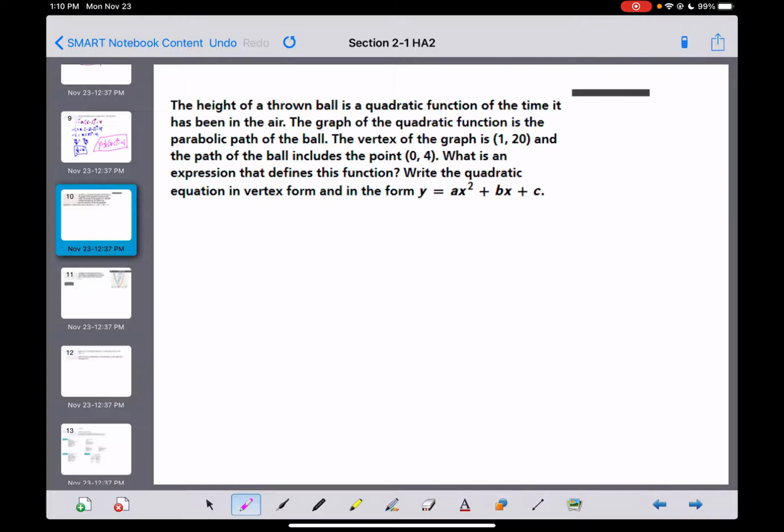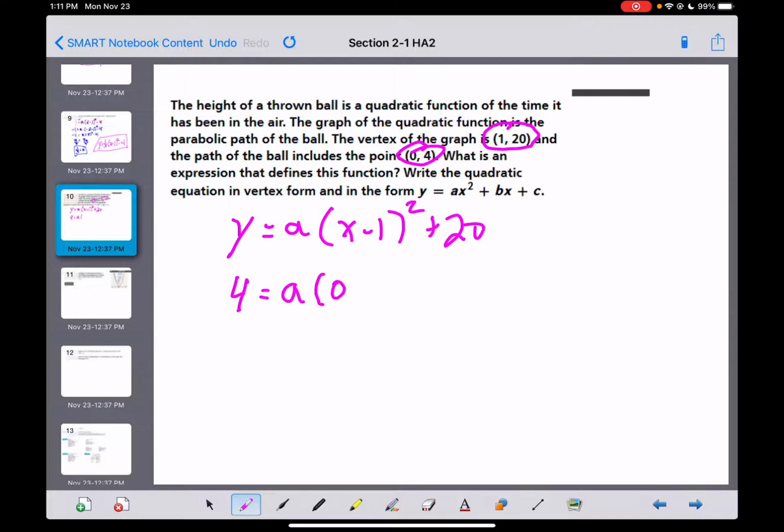Okay, so let's write it in vertex form first. So we've got our vertex is at (1, 20). So we've got y is equal to a times (x minus 1) squared plus 20. I've got my through point at (0, 4), so my y value is 4. My a value I don't know. I've got (0 minus 1) squared plus 20.